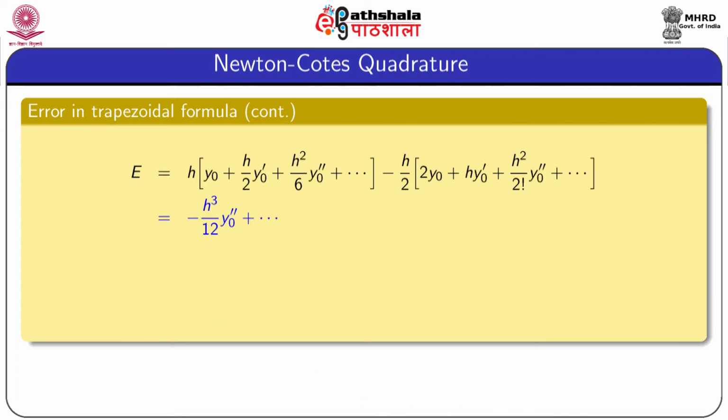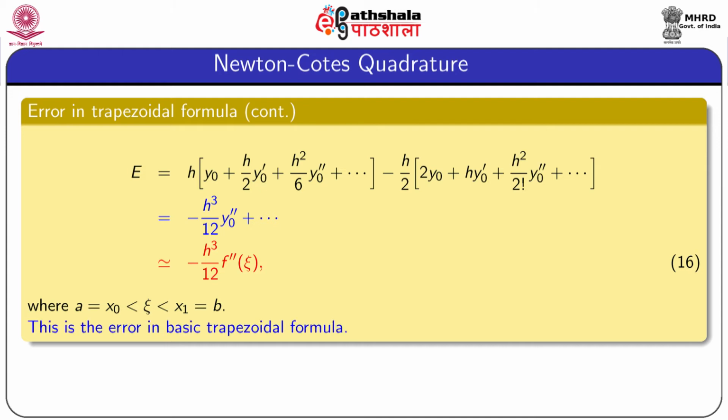After simplification we obtain E equal to minus h cube by 12 into the second derivative of y at x0 plus dot dot dot, and this can be approximated as minus h cube by 12 times the second derivative of f at xi, where xi lies between x0 and x1, that means a and b. So, equation 16 gives the error occurred in the trapezoidal formula. This is the error in the basic trapezoidal formula, not in the composite formula.